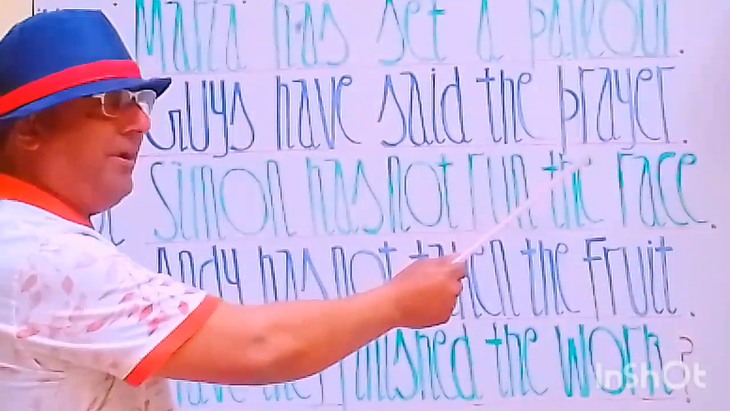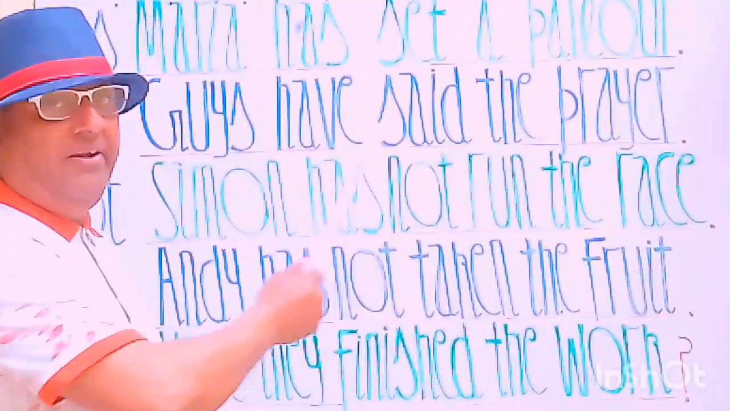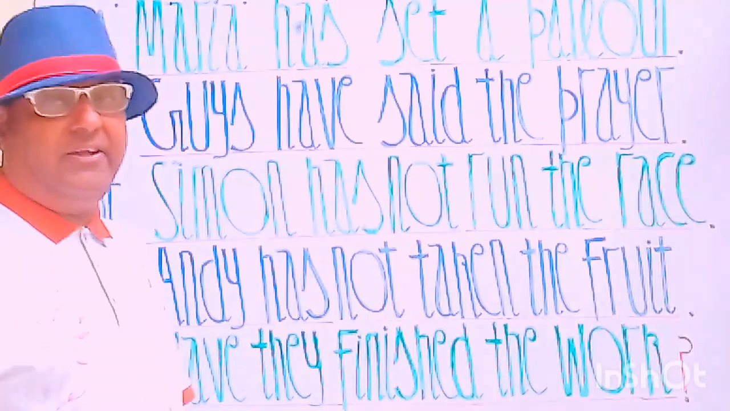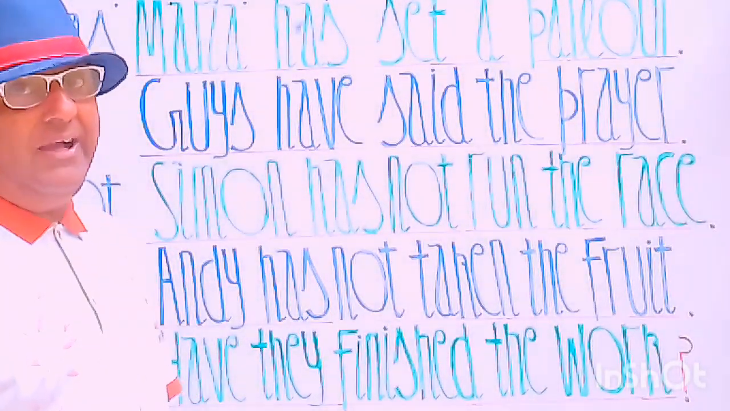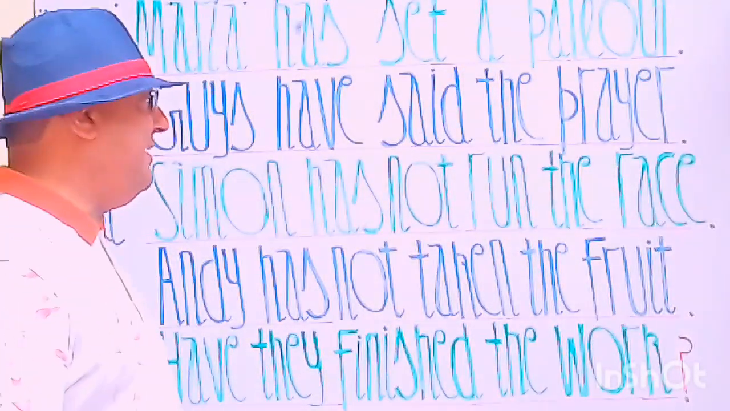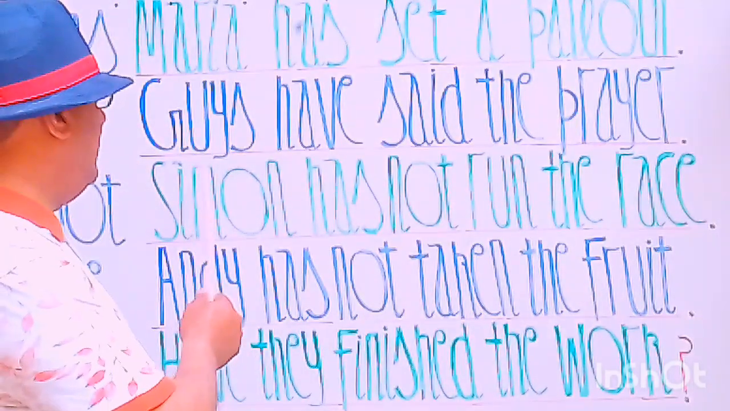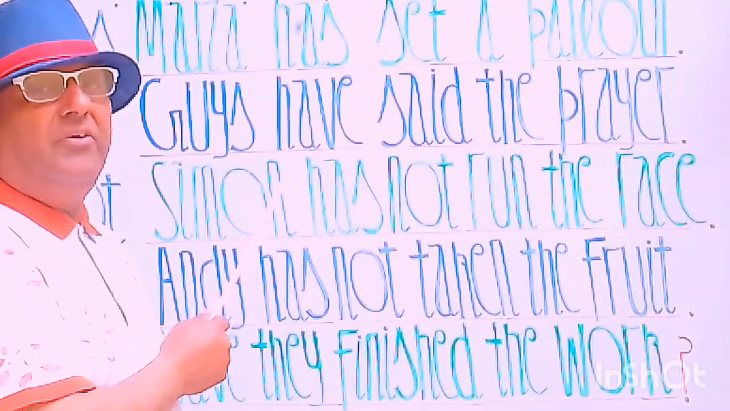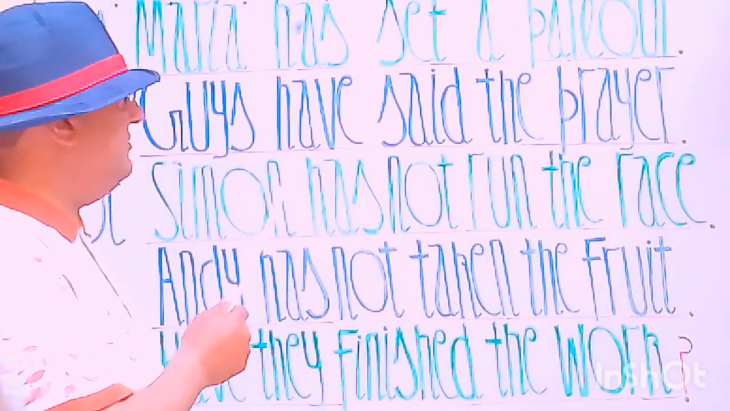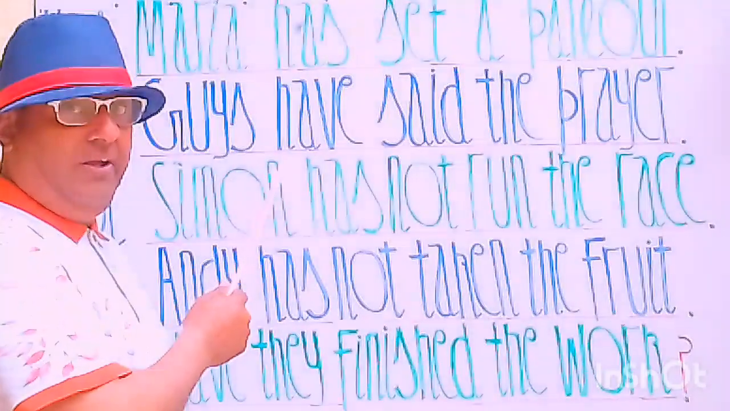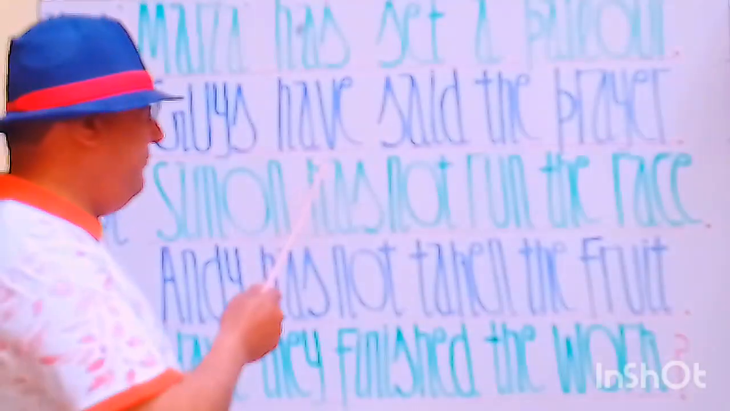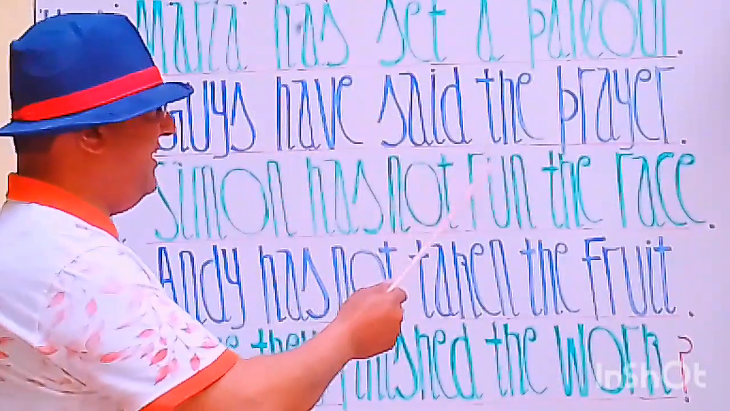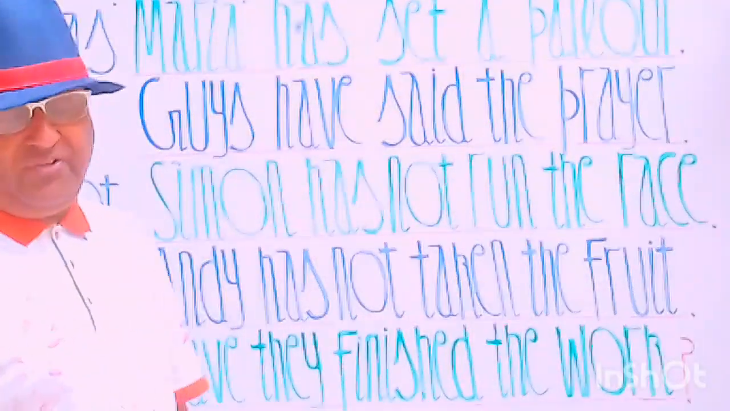Guys have said the prayer. Ladke namaz ada kar chuke hain. With plural subjects in this particular sentence, we use helping verb have, and third form of verb. As you see here, guys have said the prayer. Ladke namaz ada kar chuke hain.